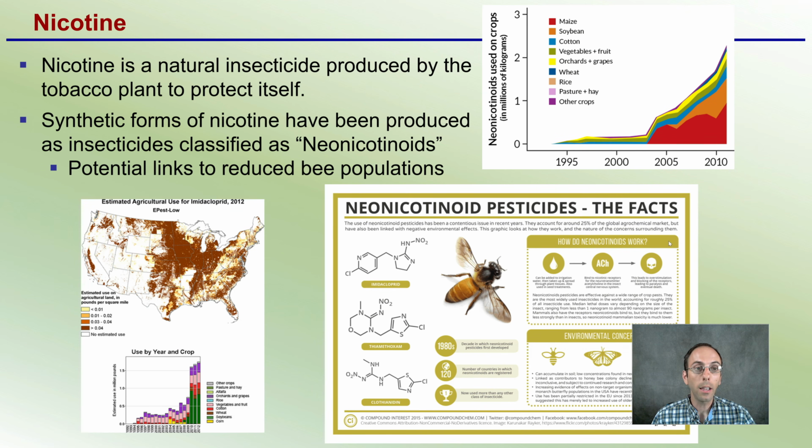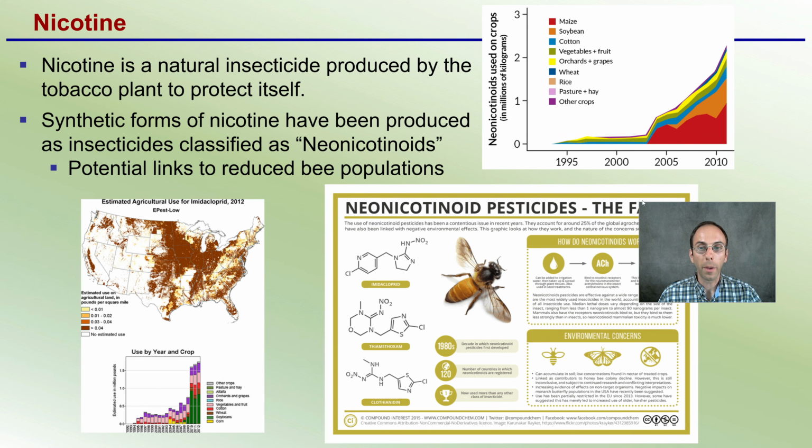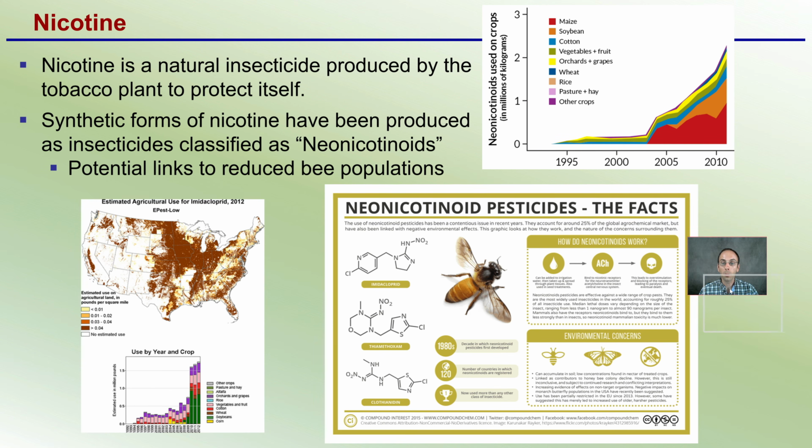Lastly, looking at nicotine, it's a natural insecticide produced by the tobacco plant. So the tobacco plant is producing nicotine to help prevent insect damage. Synthetic forms of nicotine have been produced. They're called nicotinoids, and they are potential risks to reduce bee populations. However, their use across the country is quite extensive, so we're having this particular insecticide being spread over large areas.